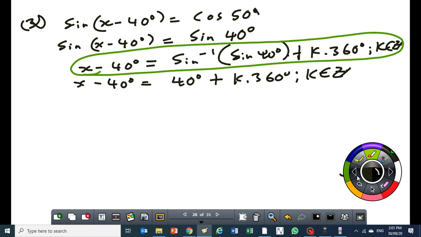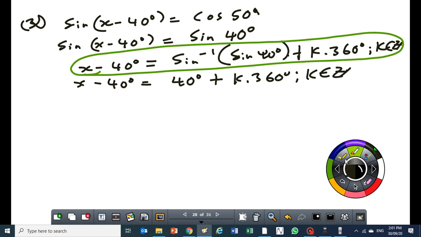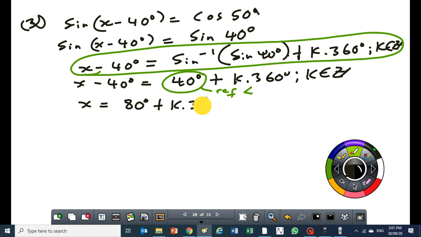That's not the proper language. Okay, let's carry on. Now remember, this is your reference angle, and this angle is in the first quadrant. It has got a brother or sister in the second quadrant. So let's find the general solution with this reference angle. When you simplify this, you get x equal, you take minus 40 to the right, 40 plus 40 gives you 80 degrees, plus k times 360, where k is an element of Z. So that's the first general solution.